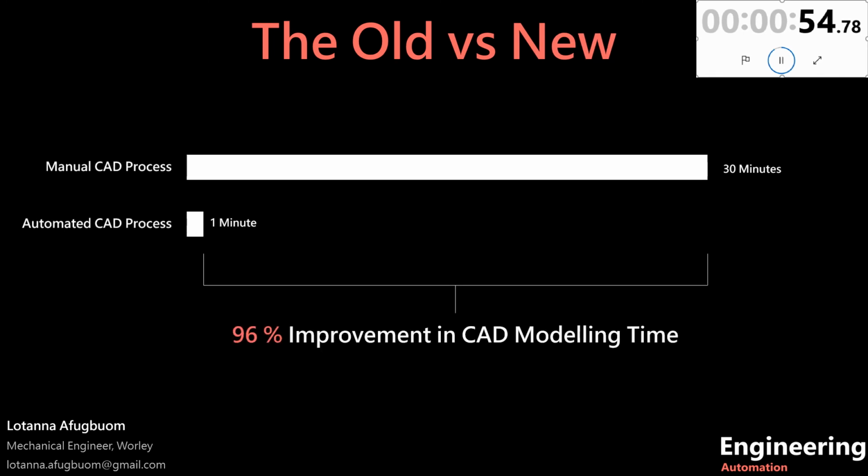The automation tool took less than 1 minute to generate the CAD model as shown by the timer at the top right corner, thereby validating the 96% improvement over the manual process.